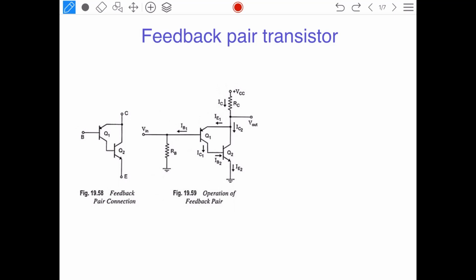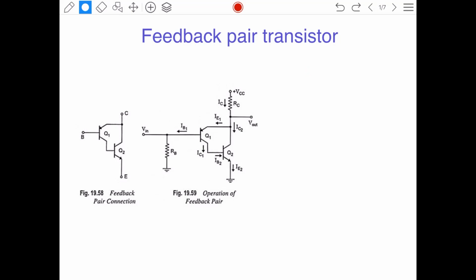Welcome to the second video on the feedback pair transistor. In the previous video, we studied the feedback pair transistor DC analysis. Continuing with that, here we will be doing the analysis of the feedback pair transistor. We call it the AC analysis, or AC operation.